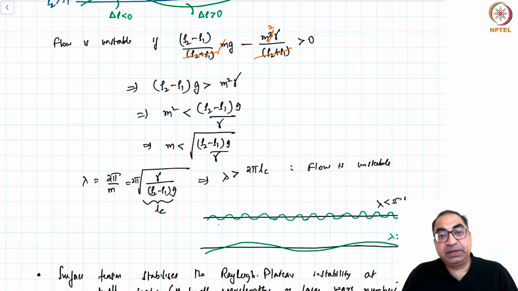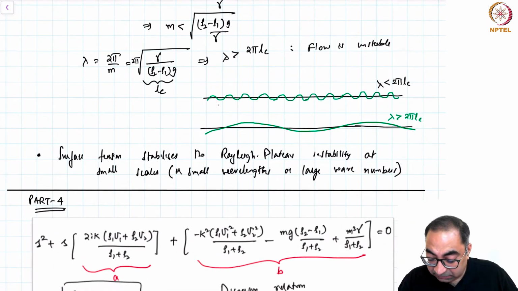Now recall that capillary length is the length scale where surface tension and gravity are in balance. So if you are at a length scale much smaller than the capillary length, then surface tension dominates. If you are at a length scale which is much larger than the capillary length, then you should expect gravity to dominate.